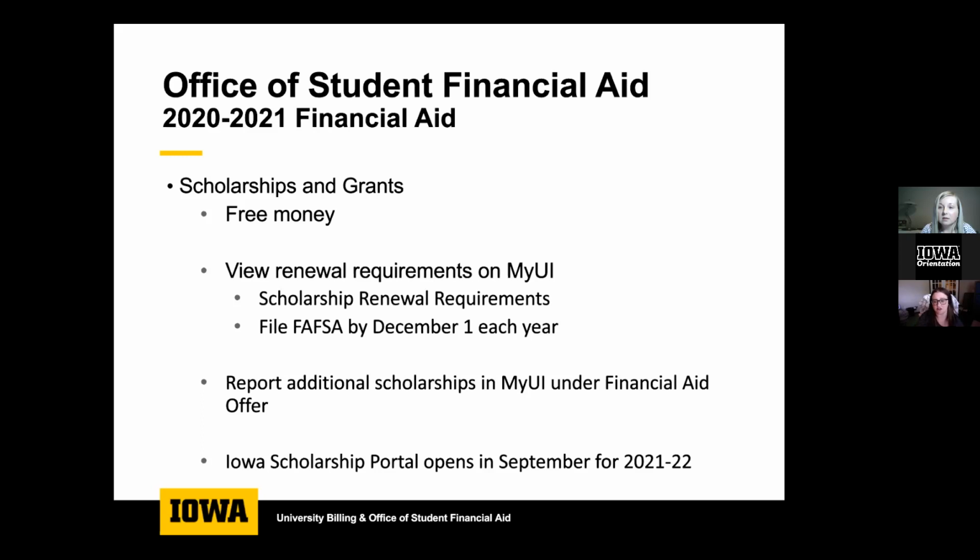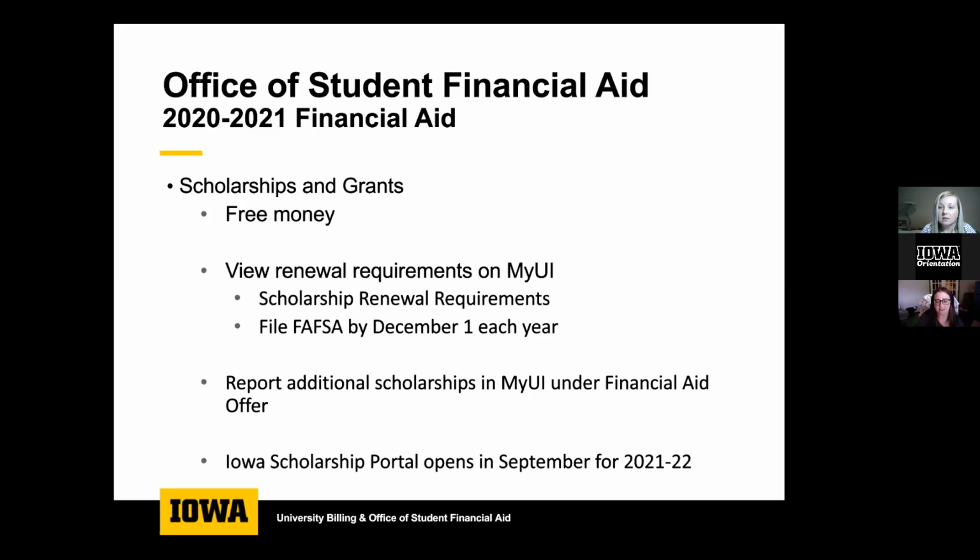If you're receiving scholarships from outside of the university, you will need to report those to us. You can do so in MyUI under the financial aid offer section. It's important you report these scholarships to us for a couple of reasons. One, so you will know if it will affect your current financial aid offer, and also because it will give you an updated picture of what your remaining balance is going to look like.